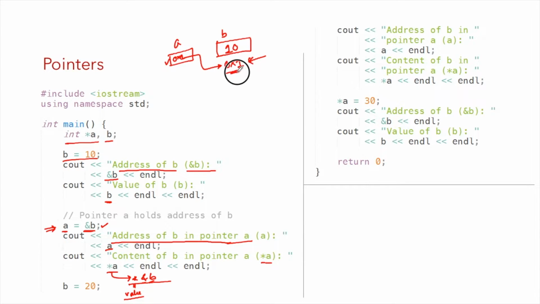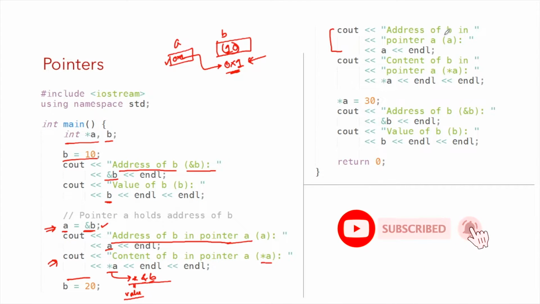This is our address of b, and what is the value over here? That is 10. So star a is going to print 10. This line will print the value of b using your pointer variable a. Then on the next line, I am reinitializing b with 20. This particular line is going to print the address of b in pointer a colon a. This is again going to print this value. And then on the next line, we are again printing star a.